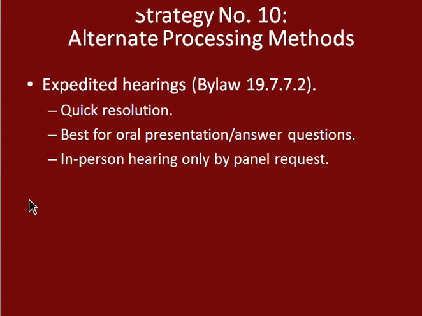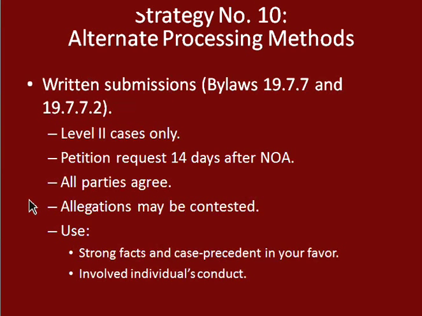The other type of hearing is a written submission hearing. And these are, again, for level 2 cases only. Again, if you want to do a written submission hearing, you submit a request 14 days after the notice of allegations. All parties must agree to do a written submission hearing. The difference between a written submission hearing and a summary disposition process is that in a summary disposition, all allegations must be agreed to. In a written submission hearing, allegations may be contested by the involved parties.